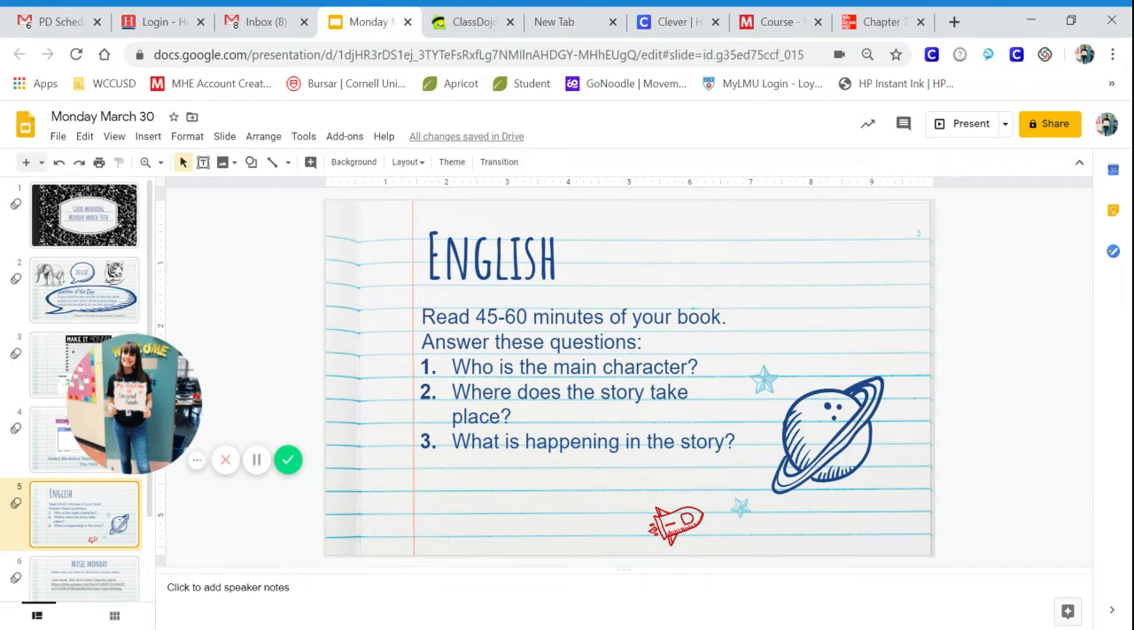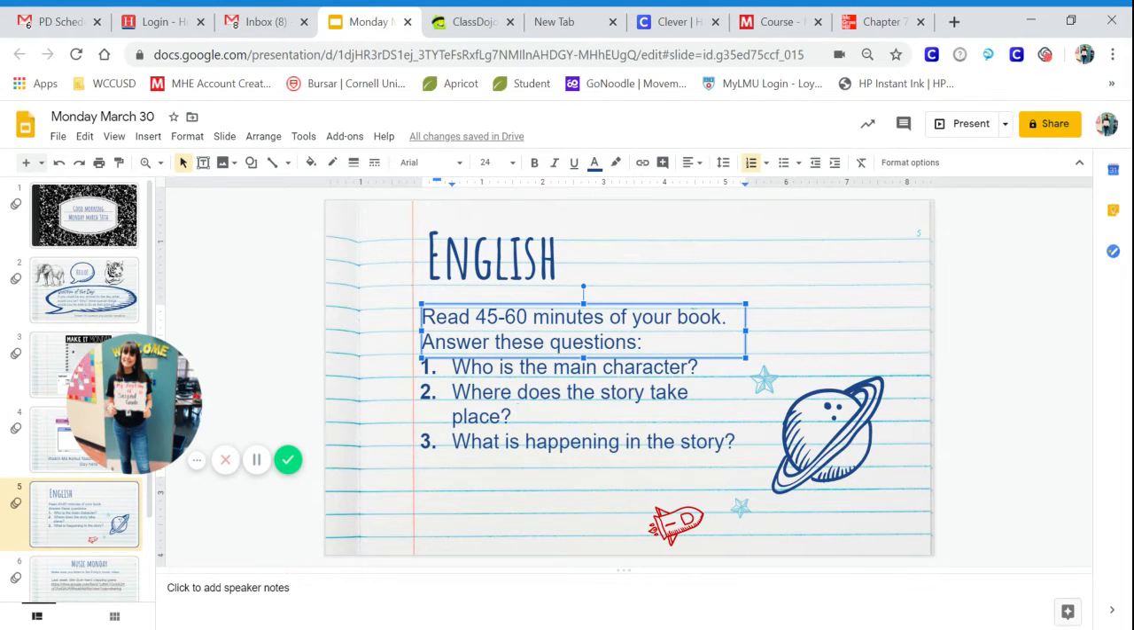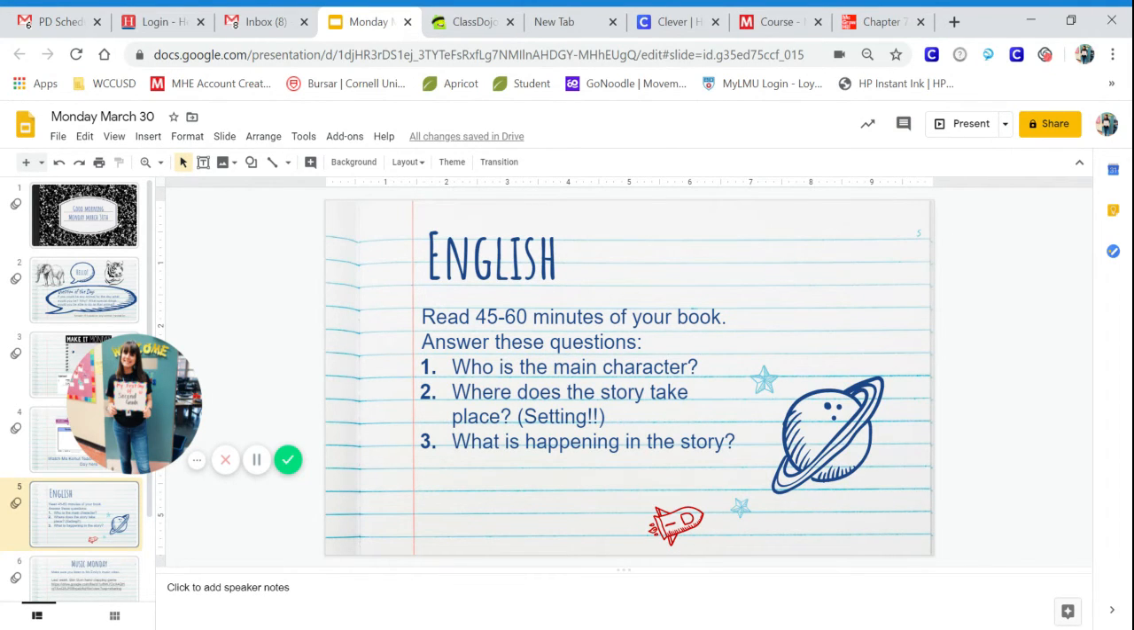So every day I want you to be reading a book. So you can read 45 to 60 minutes of your book, and you're going to answer these questions. Who is the main character? If we're talking about Stella Diaz, the main character is Stella Diaz. Where does the story take place? This is also called the setting. Awesome. And what is happening in the story? If it's the beginning of the story, what has happened so far? If it's the middle, what's happening in the middle?